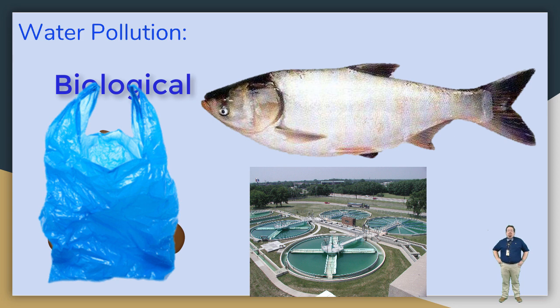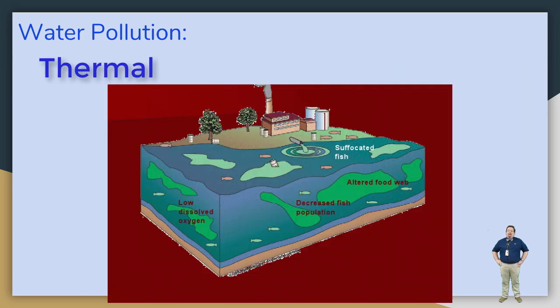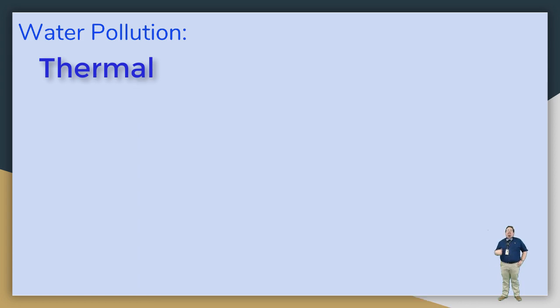Another type of water pollution is thermal water pollution. This is when you add abnormally warm water to a usually cool body of water. When you do that, you can harm the aquatic organisms that live there. This most often occurs due to factories or nuclear power plants that use water to cool down their reactors. And then they dump that warm water into the nearby river or stream. The last type of water pollution is chemical water pollution.